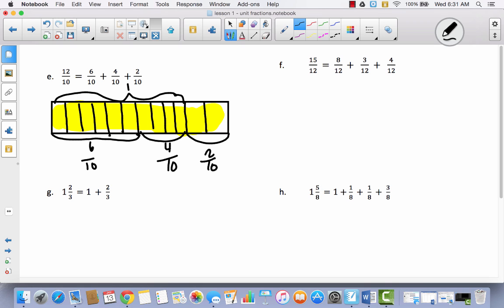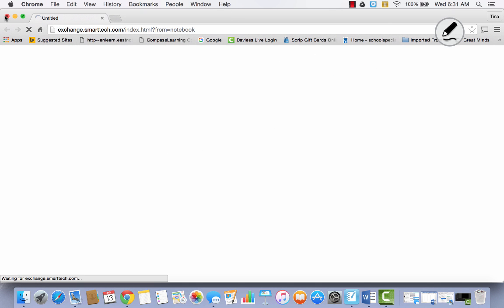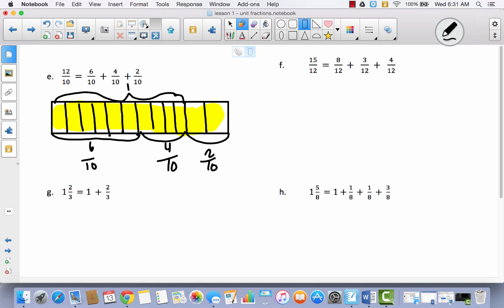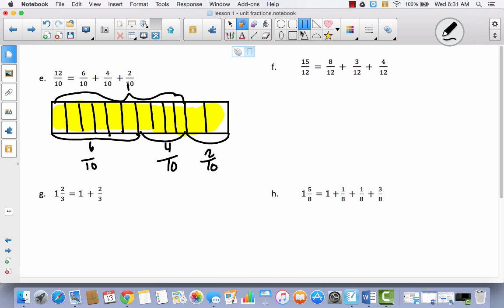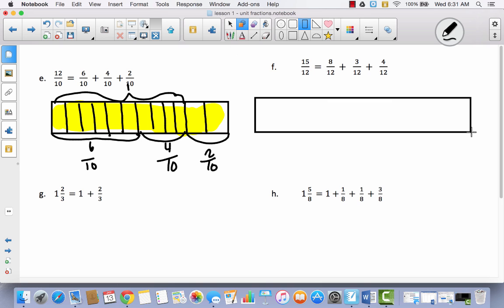Okay, all right, so now let's do F. We're going to do 15 twelfths. So if I'm going to make 12 parts, I'm going to make sure that my tape diagram is big enough that I can make my parts readable. Okay, so don't make a teeny tiny tape diagram. All right, so these are 12ths.